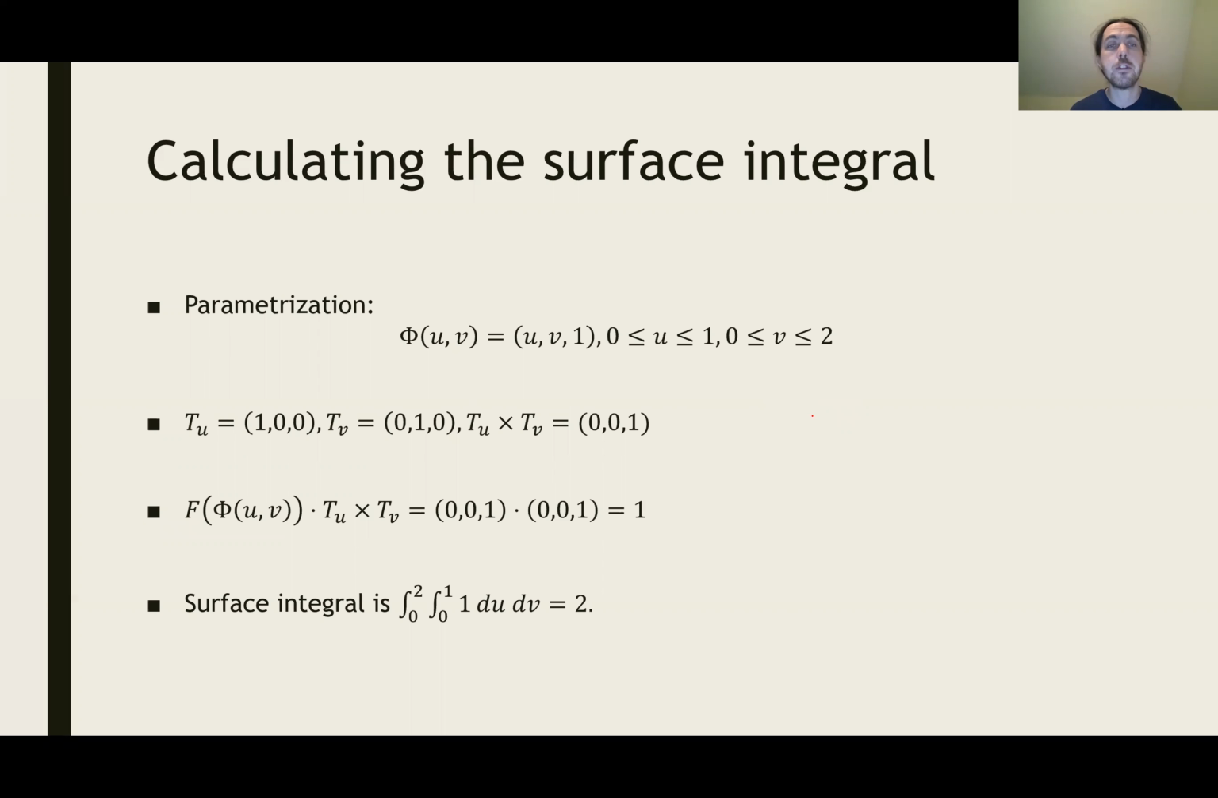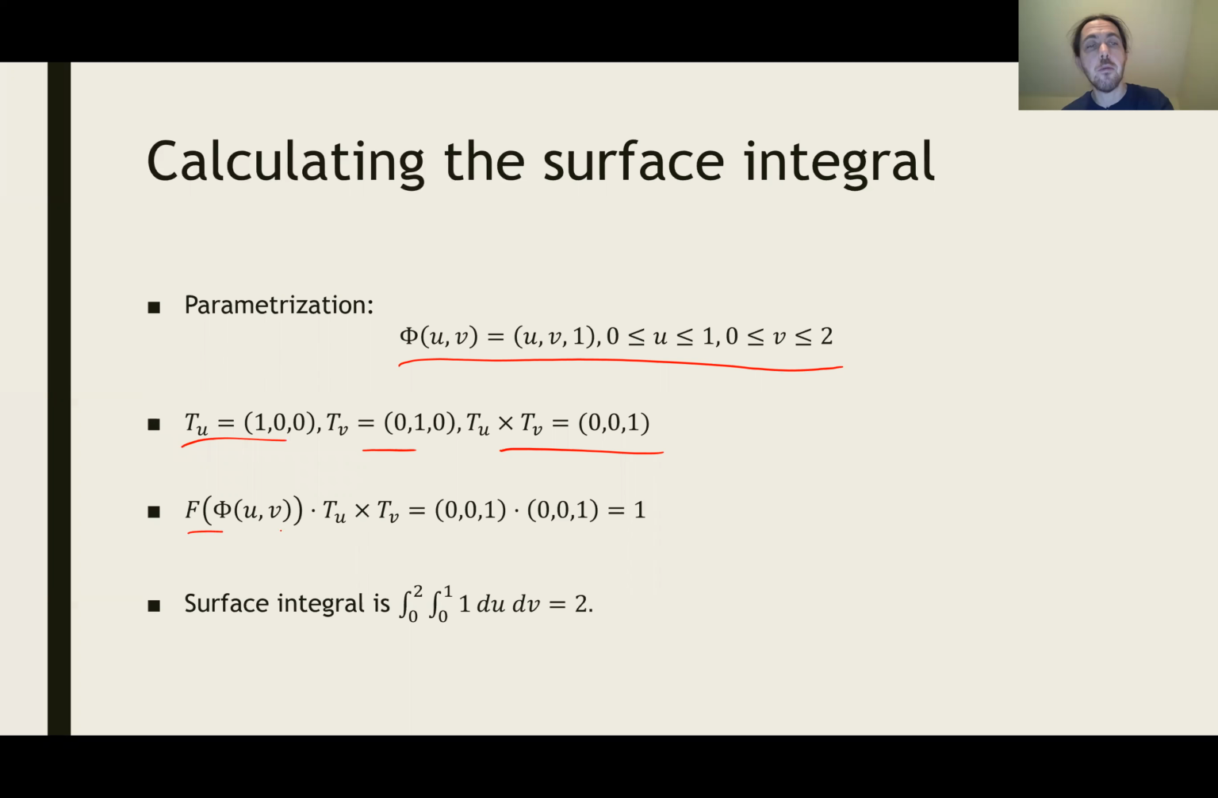Now, to calculate the surface integral, we write down the parameterization of this rectangle. It's all those points whose z coordinate is equal to 1, with x between 0 and 1, and y between 0 and 2. We calculate our tangent vectors by taking the u and v derivative. In this case, they're not so bad. We calculate their cross product, which is not so bad. The cross product is 0, 0, 1.